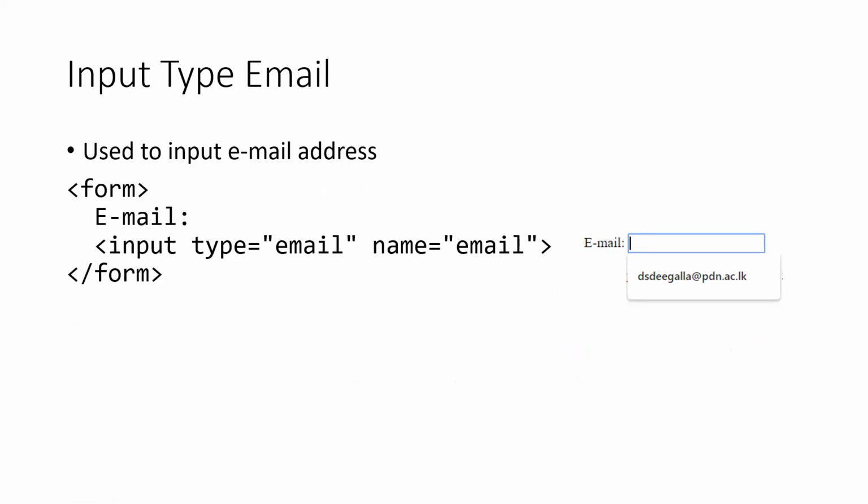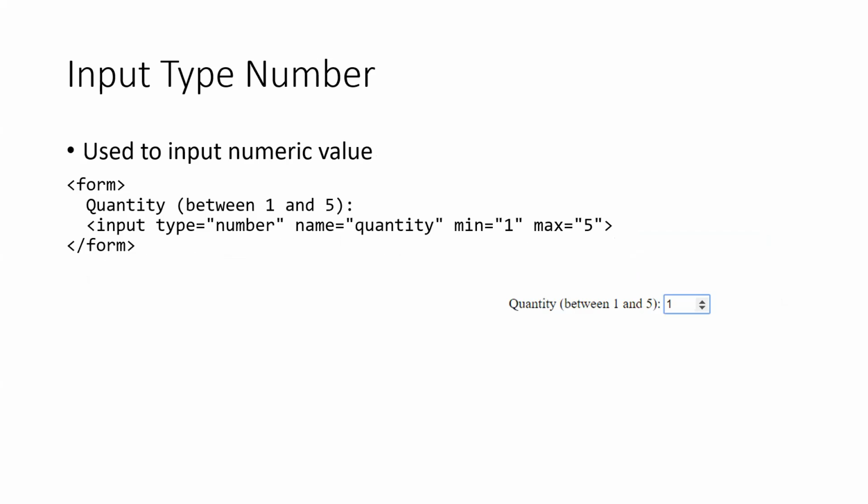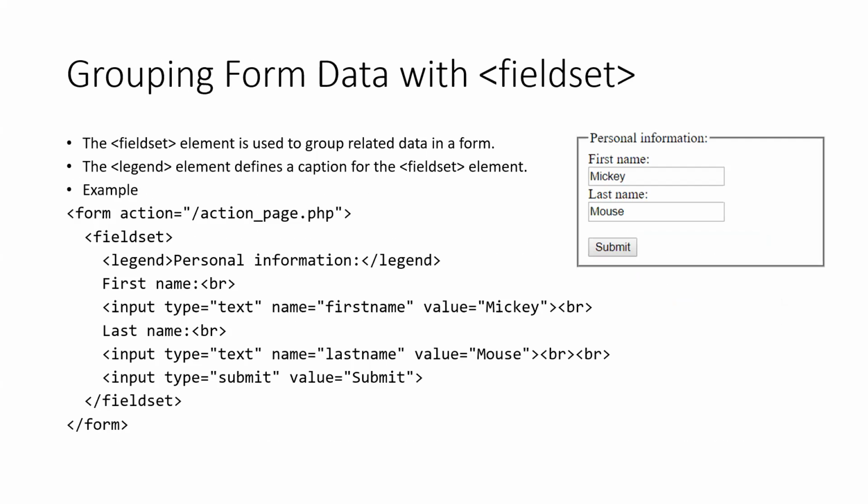So to insert an email, you can use input type email. To get a numerical input, you can use input type number, and then you can specify the name and the minimum and maximum values. And then you can group the data using what we call a fieldset. Very useful, for example, when you want to divide up the information in the web page as a group of fields, we can use fieldset.